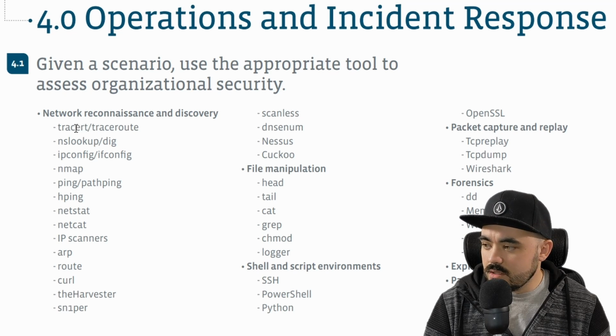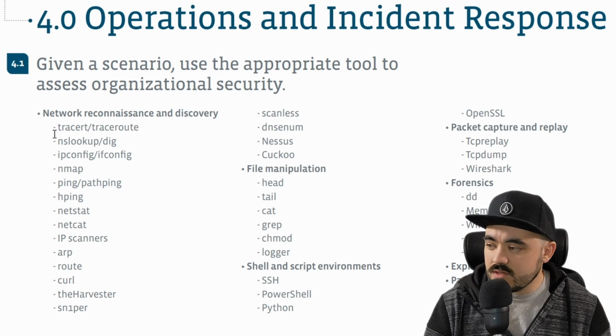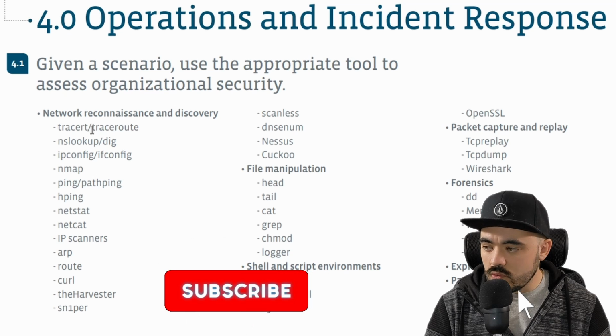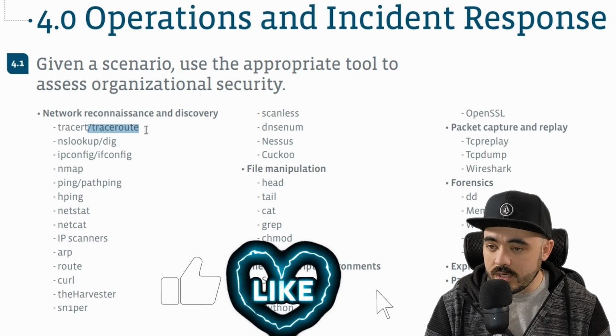You can see here the list of tools and commands that they want us to learn. I'm not going to go through all of these tools today, but I'm going to cover most of these commands. And you can see the first one here, for example, is tracert or traceroute. And the reason they have it listed with a slash is because they're basically the same tool. One is for Linux and Mac, one is for Windows.